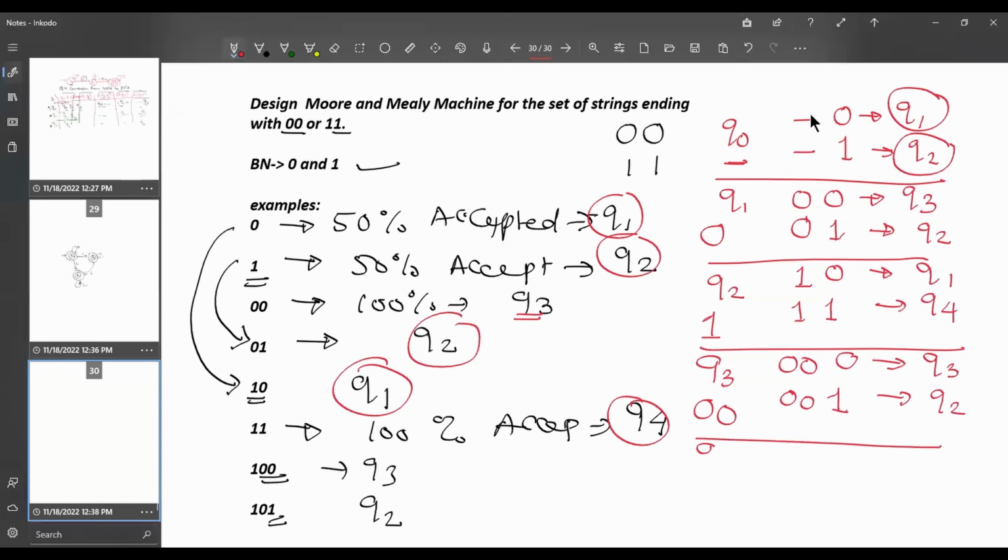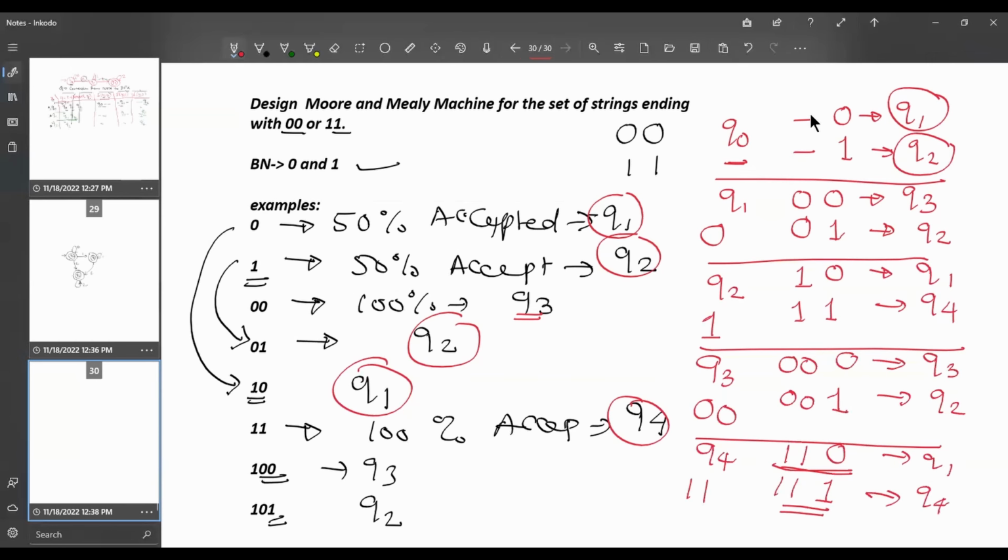Now we are having the next resulting state as Q4. Q4 means your string has ended with double 1. Okay, now the string was previously ended with double 1. Now it is having one more bit as 0, so the string is now ending with single 0, that is indicated by Q1, and if 1, it is now ending with double 1, that is indicated by Q4.